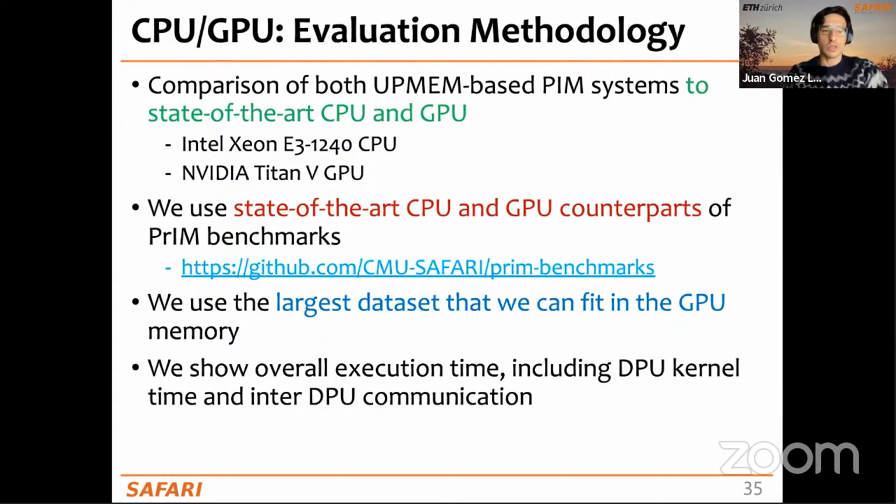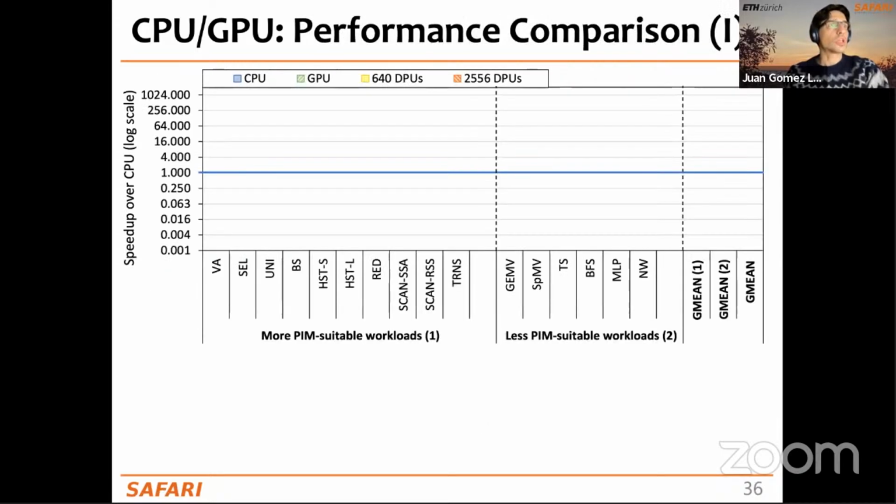So let's say neither CPU-DPU nor DPU-CPU transfer times, but also we are not including those times for the GPU as well. But in the case of the execution on the PIM-enabled system, we are including the DPU kernel time and the inter-DPU communication time. So this is important for you to take into account.